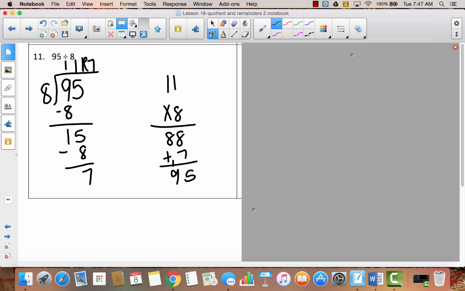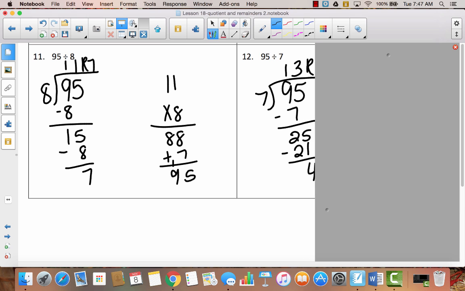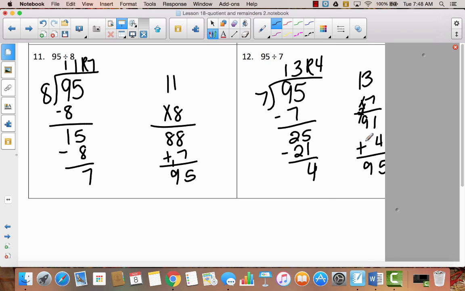So then I did 95 divided by 7. So this time, I had 1, 7, and 9, which gave me a remainder of 2. So I had 25 ones, which would give me 3. 3 times 7 is 21, which gave me a remainder of 4. So when I checked my work, 13 times 7 gave me 91, plus 4 gave me 95.